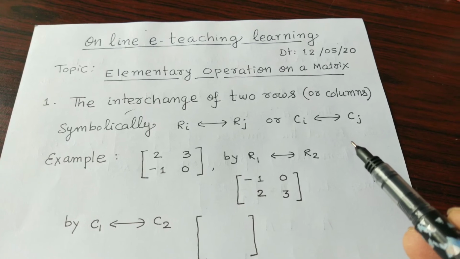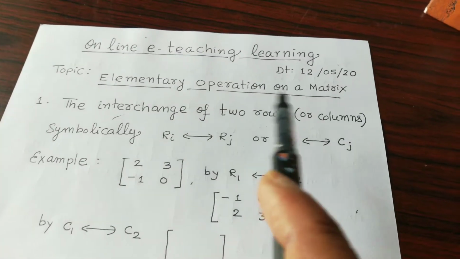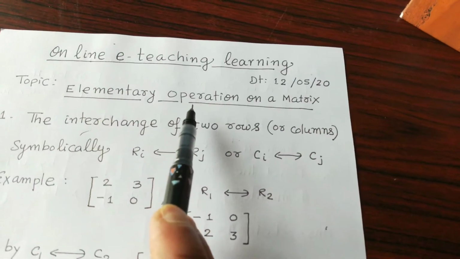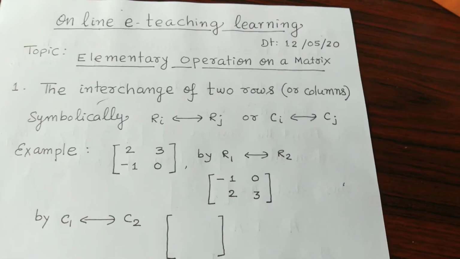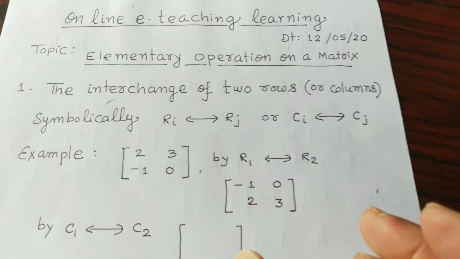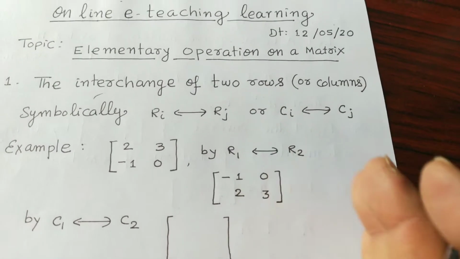So I welcome class 12th mathematics students on the topic elementary operation on a matrix. Elementary operation on a matrix. Okay. So there are a few operations, and we will come to know how to interchange the rows and columns and how equimultiples can be added or subtracted.